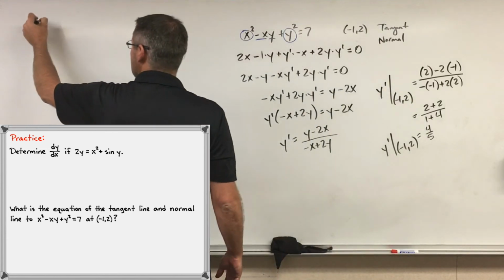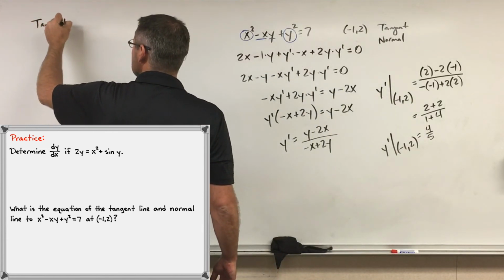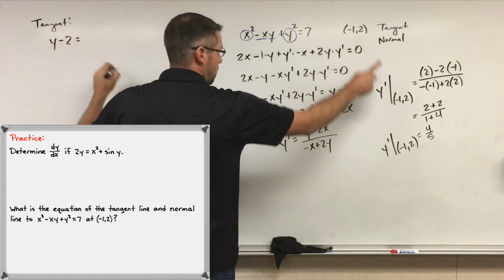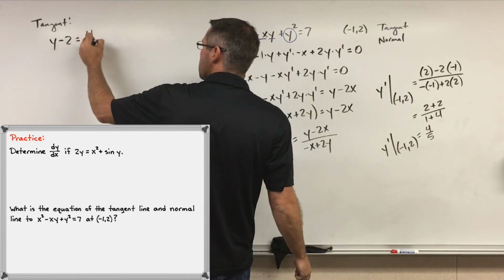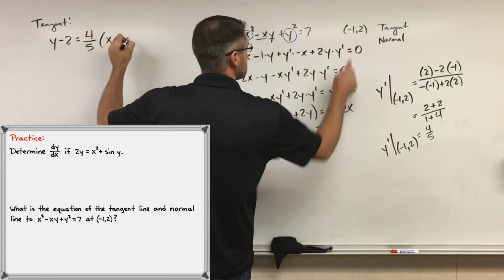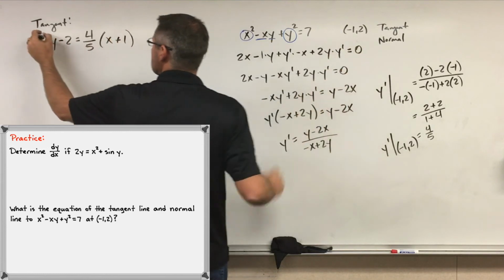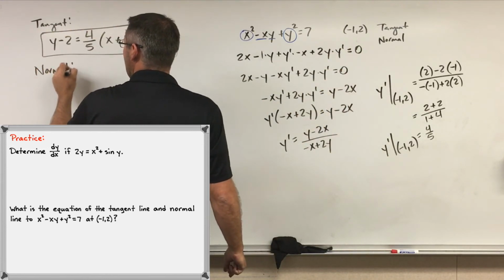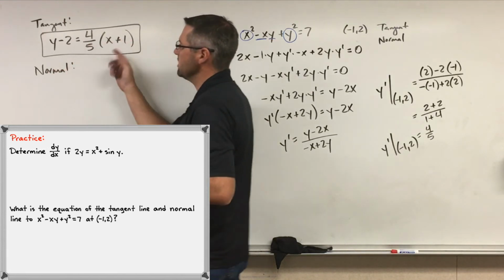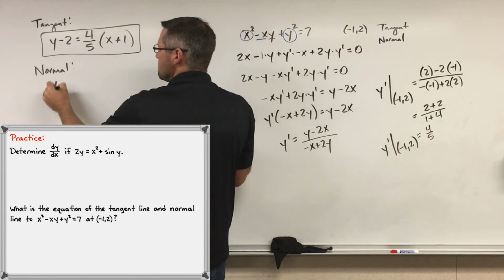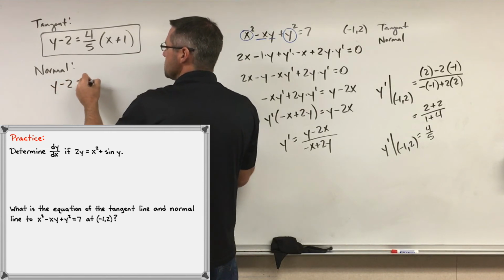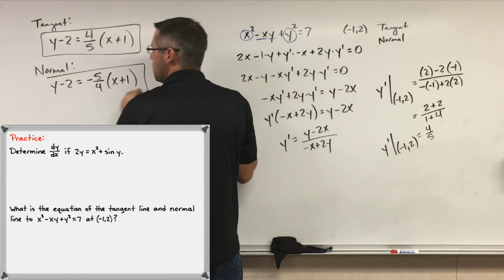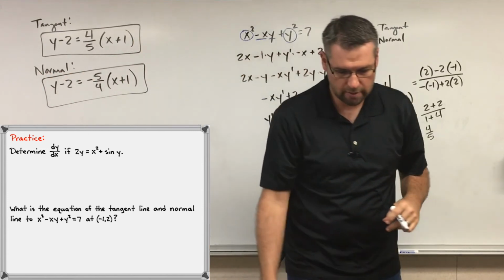So for my tangent line, I've got y minus 2 equals, my slope is 4/5, times x plus 1. So that is my tangent line there. And then for my normal line, remember, the only thing we have to do, we want to keep the point the same. We just want to make the slope perpendicular. So it's going to be y minus 2 equals negative 5 over 4 times x plus 1. So that's the equation of my normal line.